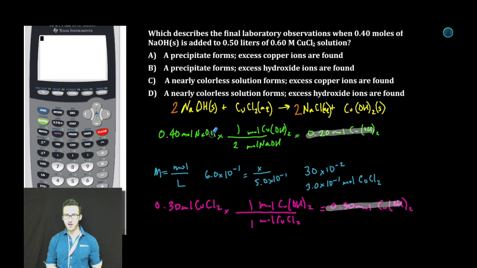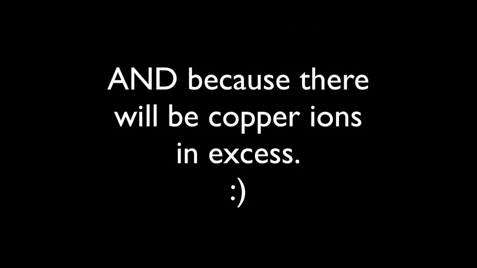All of the sodium hydroxide is going to get used up, which means that there aren't going to be any excess hydroxide ions. These are out. Between A and B, our correct answer is A, because we do form that copper hydroxide precipitate. Boom!